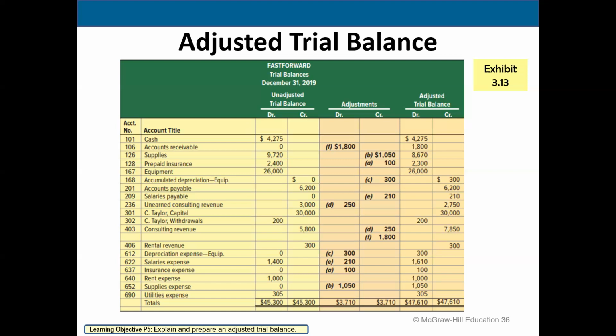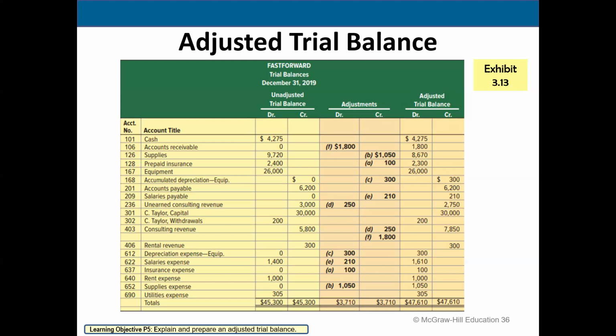And all we do to get the adjusted trial balance is record those adjustments. So you can see like our cash before adjustment had a debit balance of $4,275. And then there were no adjustments to cash. So the adjusted trial balance for cash will still be a debit of $4,275. Our accounts receivable, though, had zero as its balance before adjustments. And then there was a debit balance of $1,800. So now the new balance is a debit balance of $1,800.